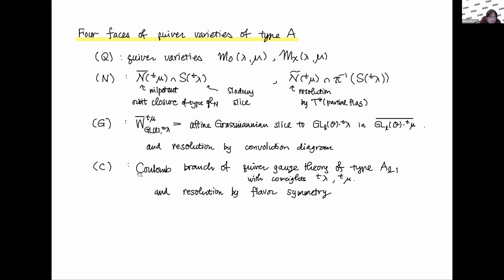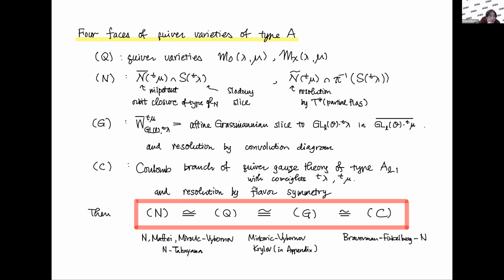And the resolution of the Coulomb branch is given by the so-called flavor symmetry. So this is the maximal torus of the general linear group of the framing vector space. Okay. And then it is known that all those four spaces are isomorphic to each other, by results of various people.